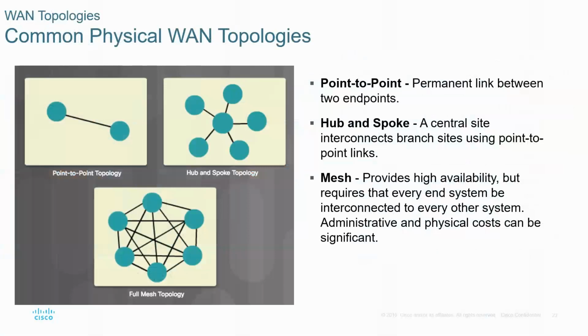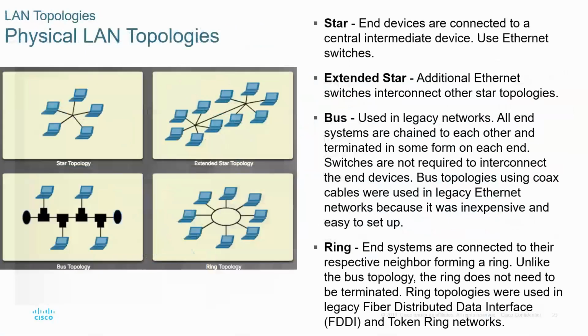where you have two routers, for example, as the endpoints of a link; hub and spoke, where you have one networking device in the middle that is responsible for connecting everyone; or a full mesh topology where everyone is connected to everyone else. This is for the WAN topologies.